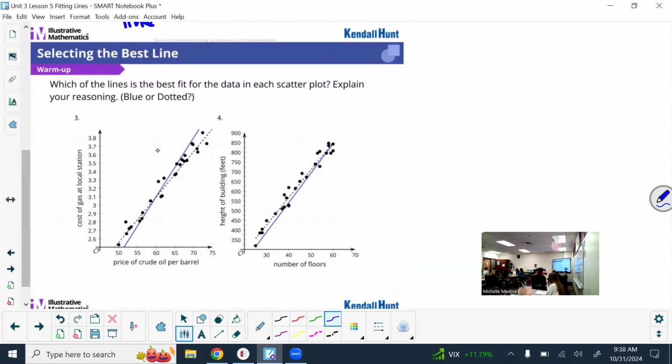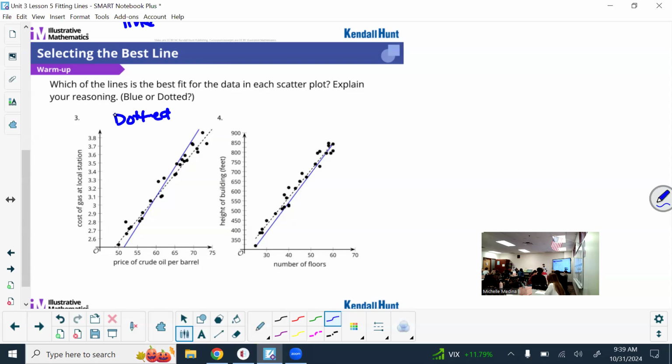Anyway, table 2 for graph 3, solid or dotted is the better fit? Dotted. This dotted one is more in the middle. It has points above and below it. So it's not important that it touches every single point, not even that it touches the most points. It just has to go through the middle and the points need to be clustered around it. So the blue just isn't quite as good.